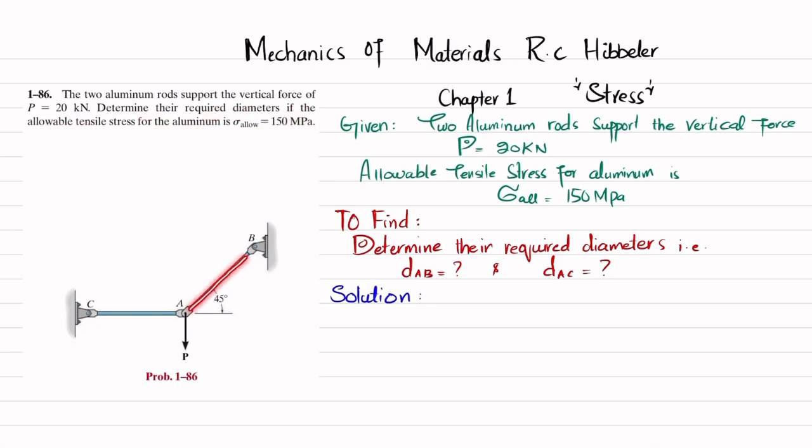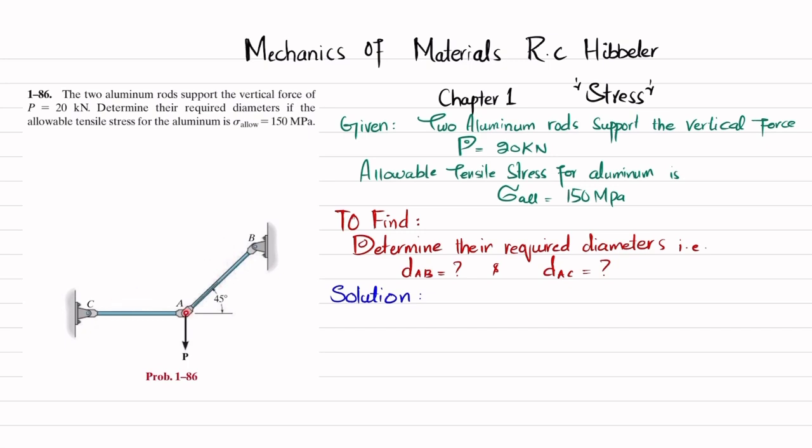So you can see this is rod AB and this is rod AC that is acted upon by a 20 kilonewton load that acts downwards. So due to this load, there will be a tensile stress in rod AB as well as in AC. And this rod AB makes an angle of 45 degrees with the horizontal. So you have to find the diameter of rod AB as well as the diameter of rod AC. So let's start with the solution.